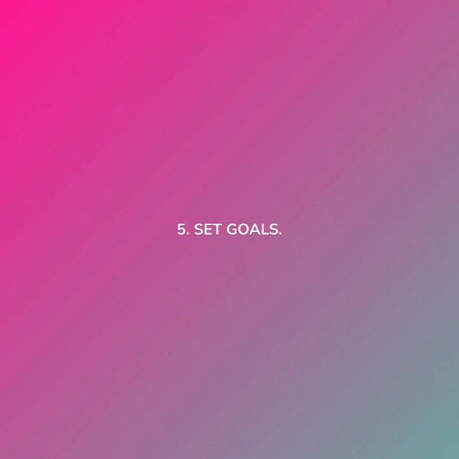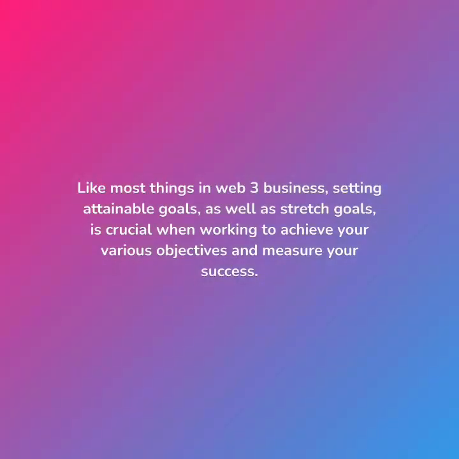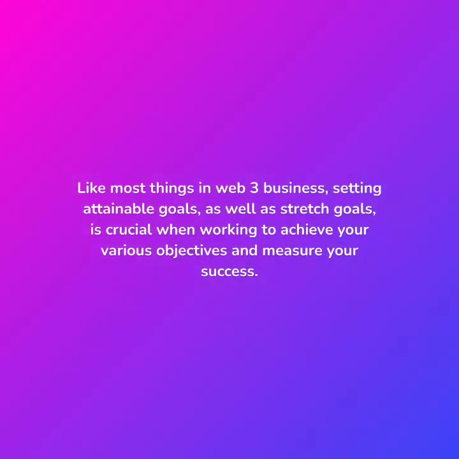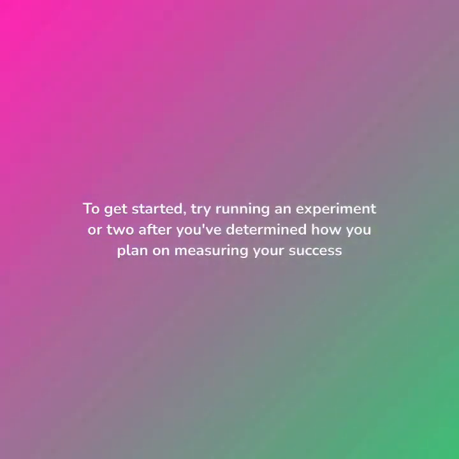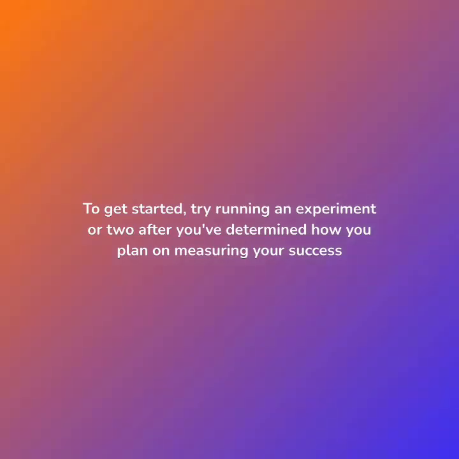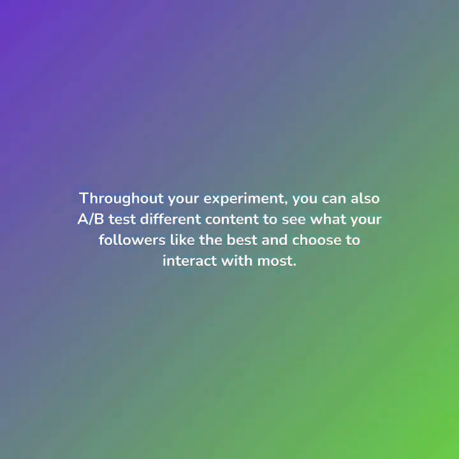5. Set goals. Like most things in Web3 business, setting attainable goals, as well as stretch goals, is crucial when working to achieve your various objectives and measure your success. To get started, try running an experiment or two after you've determined how you plan on measuring your success. Throughout your experiment, you can also A/B test different content to see what your followers like the best and choose to interact with most.